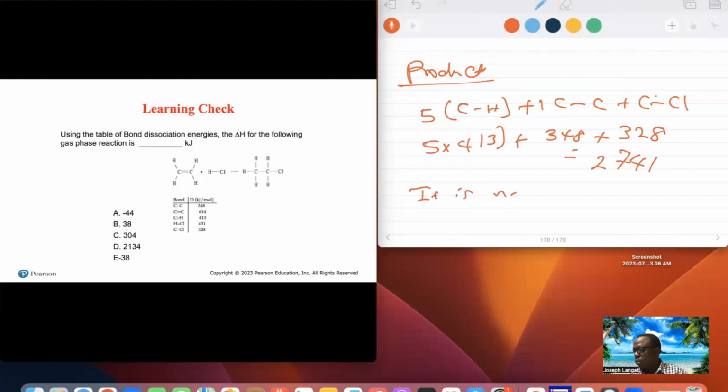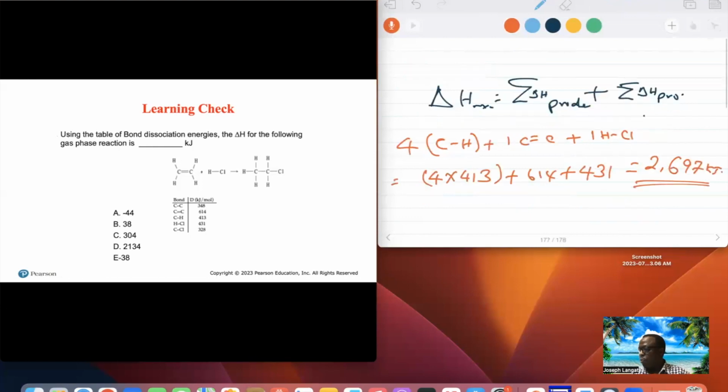It's negative. So for the product, it's negative 2,744. So if we plug in with that, this will be 2,697 minus 2,744, which equals negative 44 kilojoules per mole.